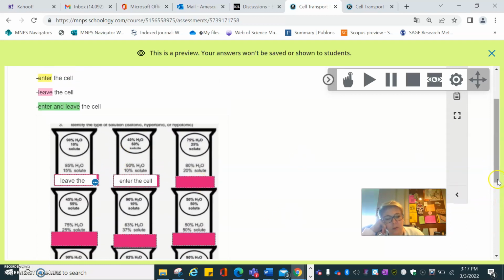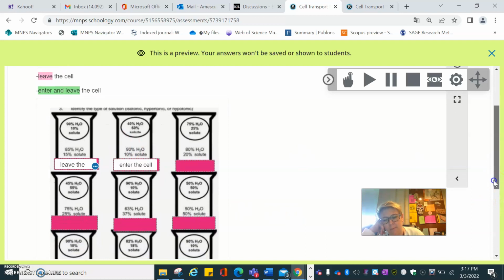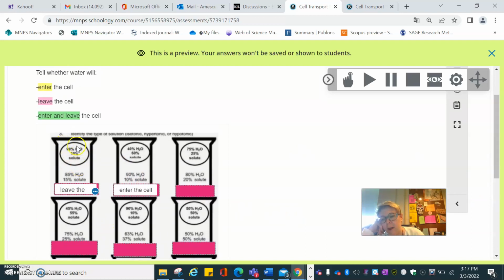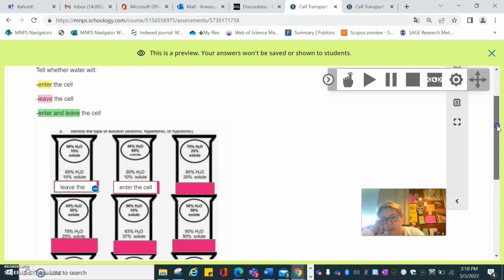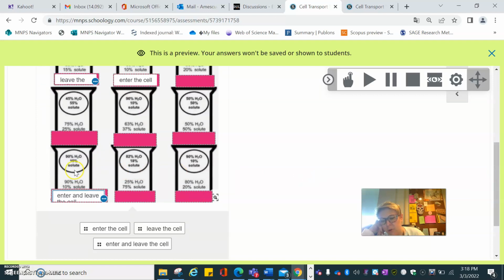To connect this to the previous problem, if the cell is hypotonic, more water inside, water leaves. If the cell is hypertonic, there's more water outside, water will go in. If the cell is isotonic, water will go back and forth.